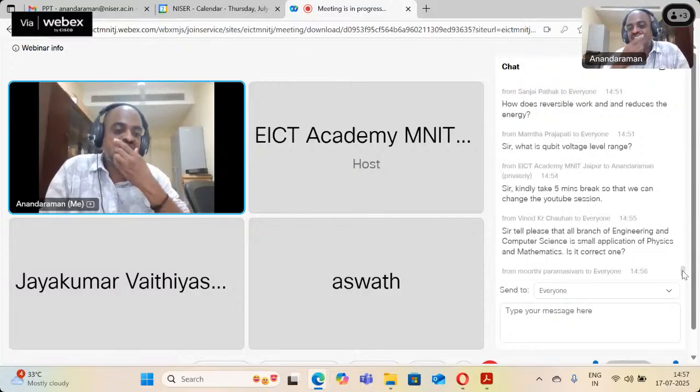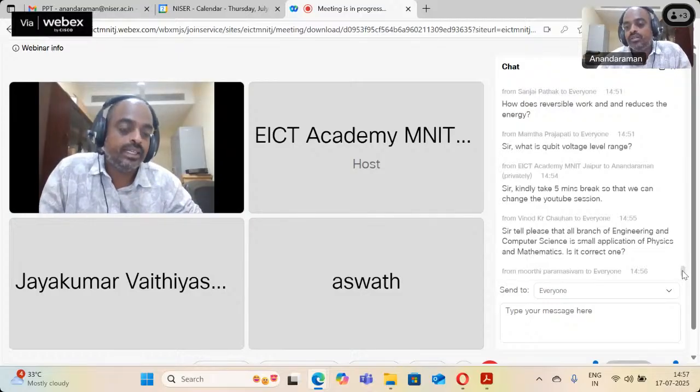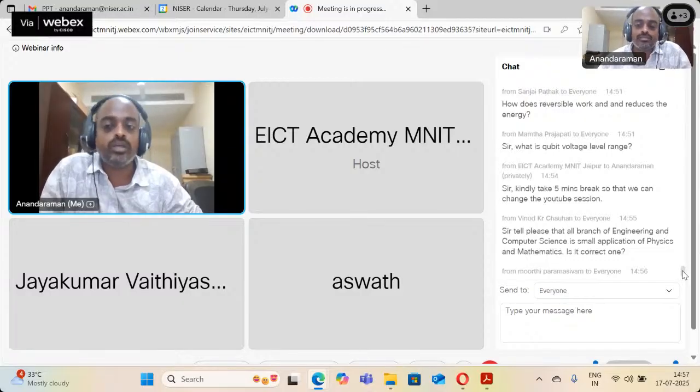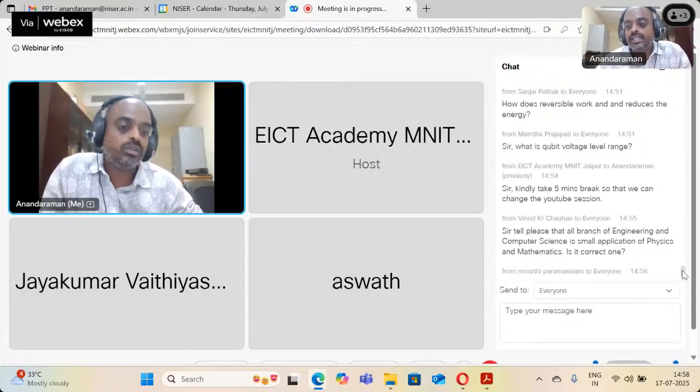Qubit voltage level, I don't know exactly, because that depends on how you are making the qubit. You can make a qubit with a superconductor, you can make it with photonics. Qubit is a generic term. You can prepare a qubit with many methods: trapped ion, superconducting qubit. I will discuss that. So it depends on the material. We cannot tell what is the exact voltage for a qubit. That depends on the technology.